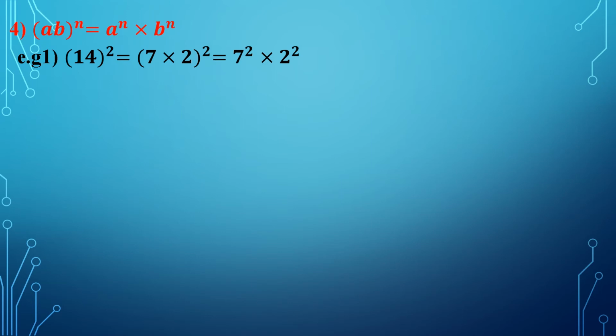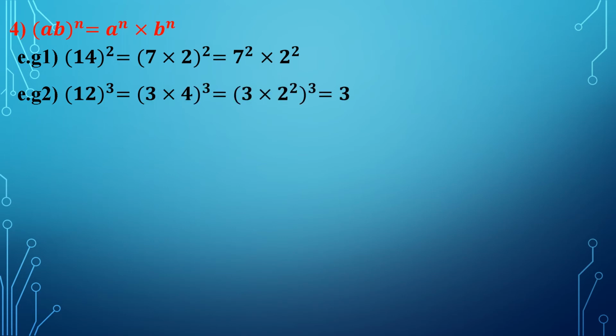Law 4. Now this is AB raised to n is equal to A raised to n into B raised to n. So whatever indices are outside the bracket are distributed amongst the terms inside the bracket. Let us understand this through an example. 14 square. Now we know 14 is 7 twos. So 7 into 2 whole raised to square will give us 7 square into 2 square.